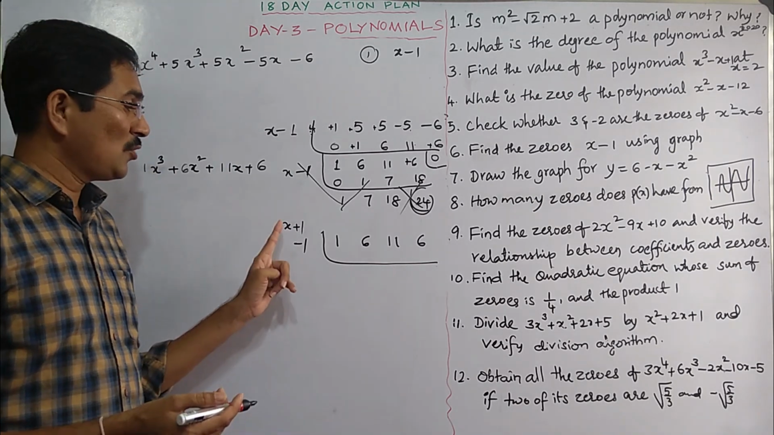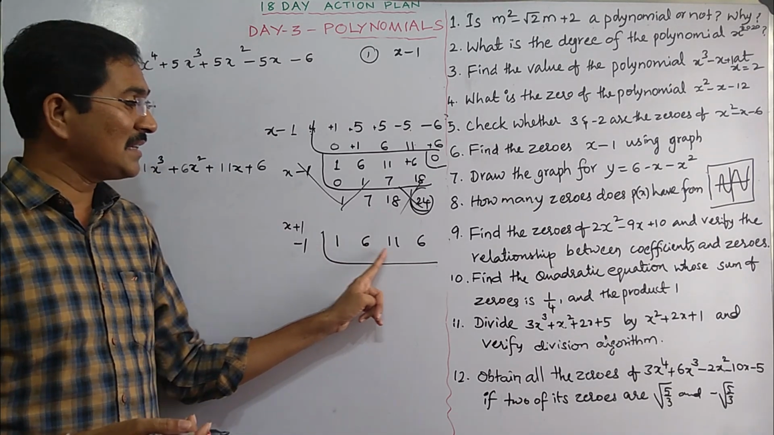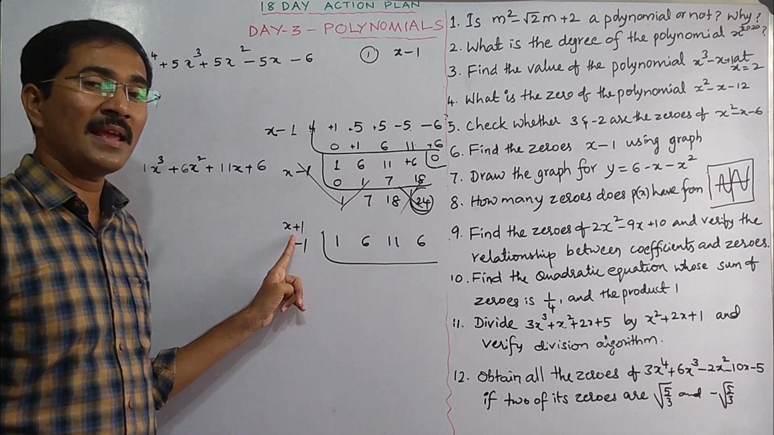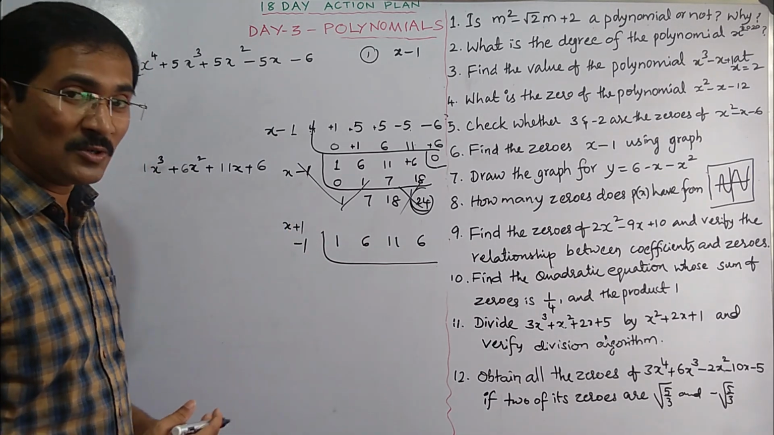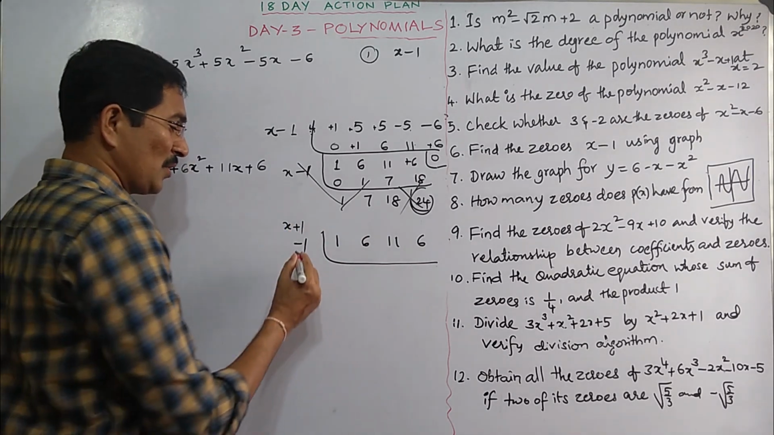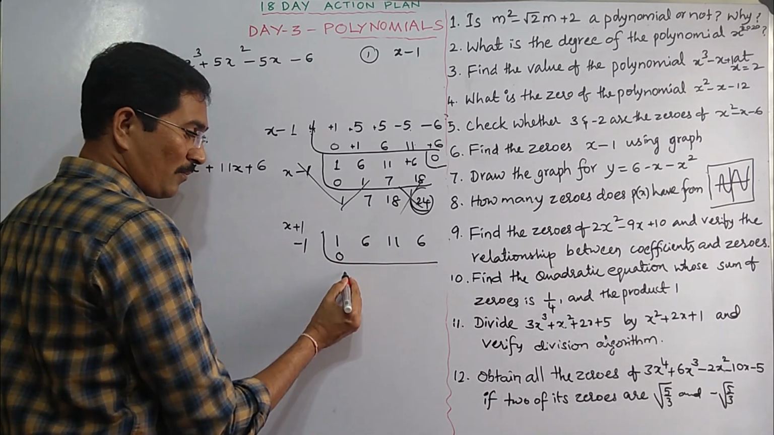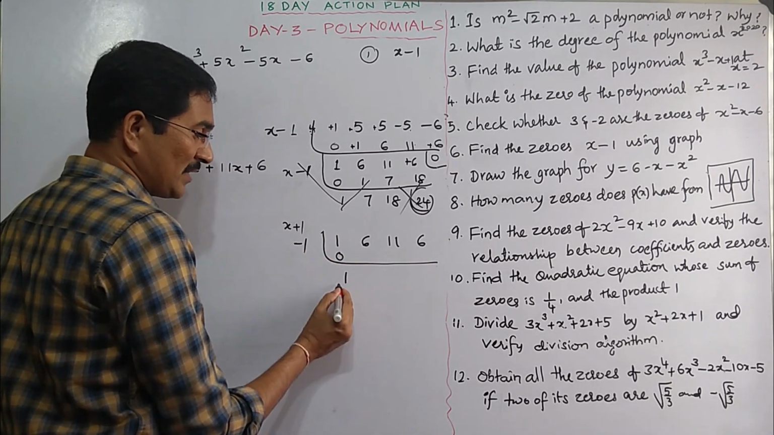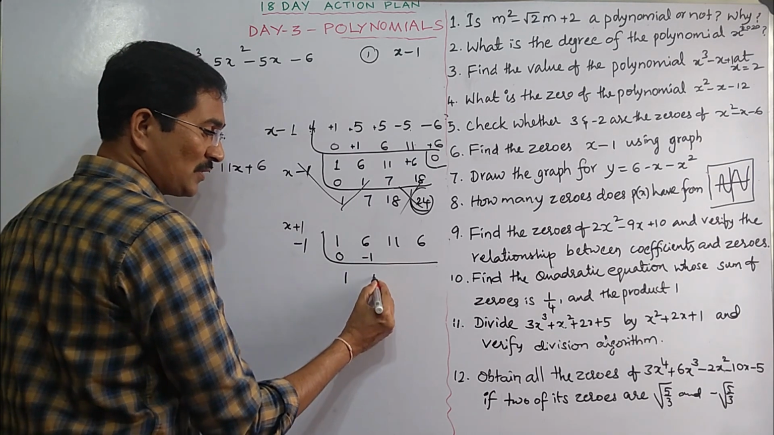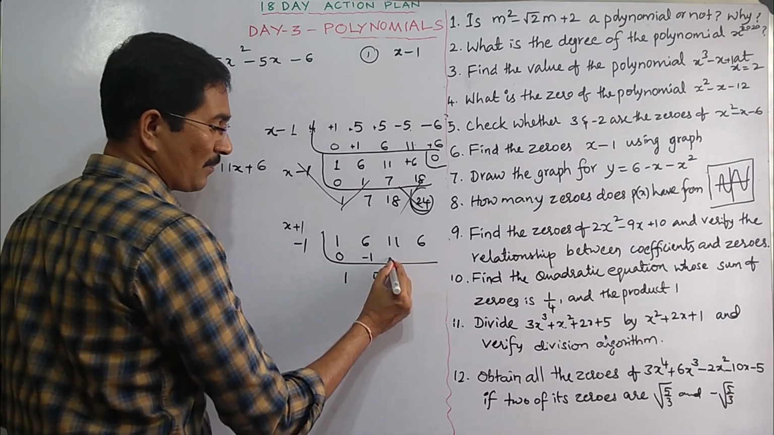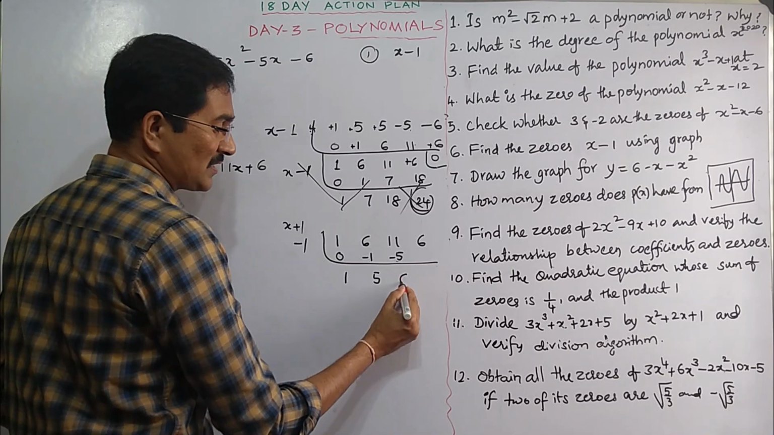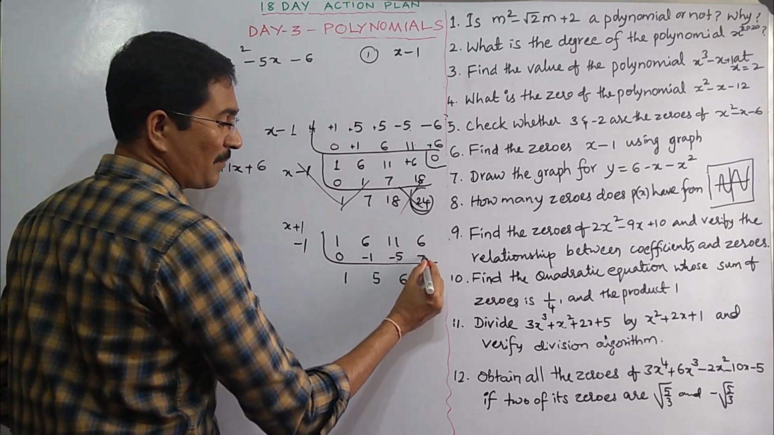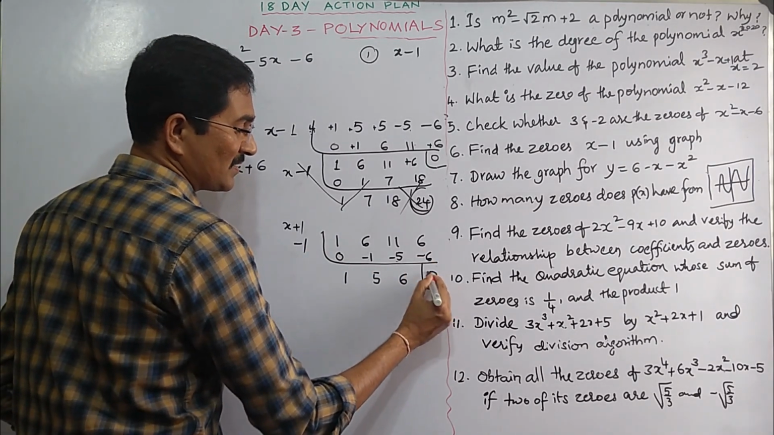So let us see. You are dividing this one, the 3rd degree polynomial, by the linear polynomial x plus 1, and let us see whether we get 0 as remainder or not. So 1 into 0, this one is 0. So 1 0 becomes 1. So minus 1 into 1 is minus 1. So this gives you 5. Minus 1 into 5 is minus 5. So this gives you 6. Minus 1 into 6 is minus 6. And this gives you 0 as result.